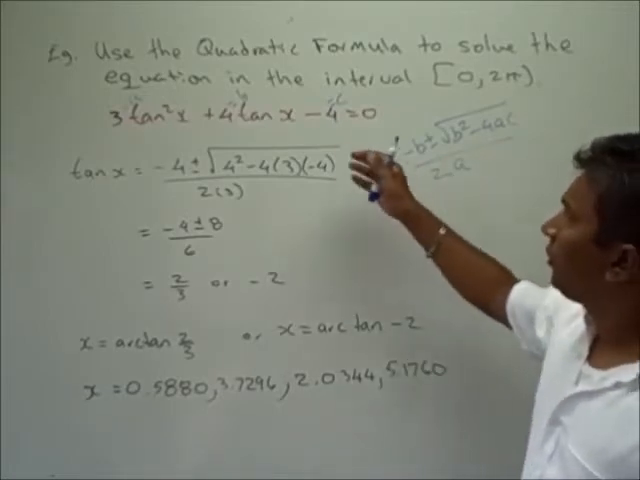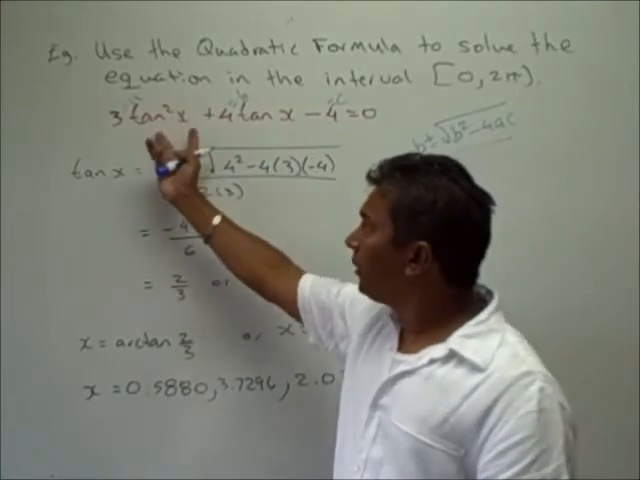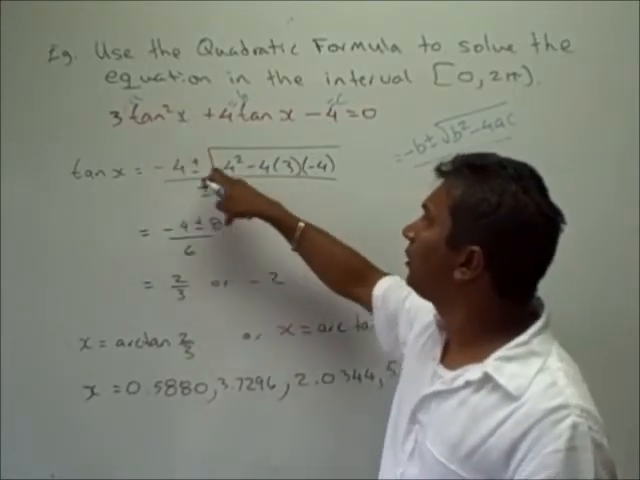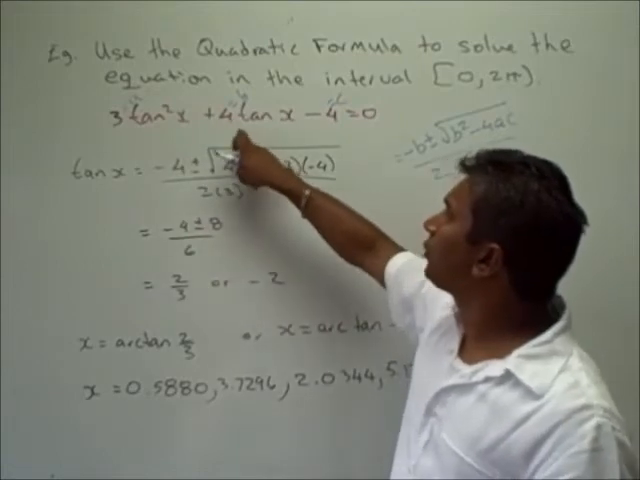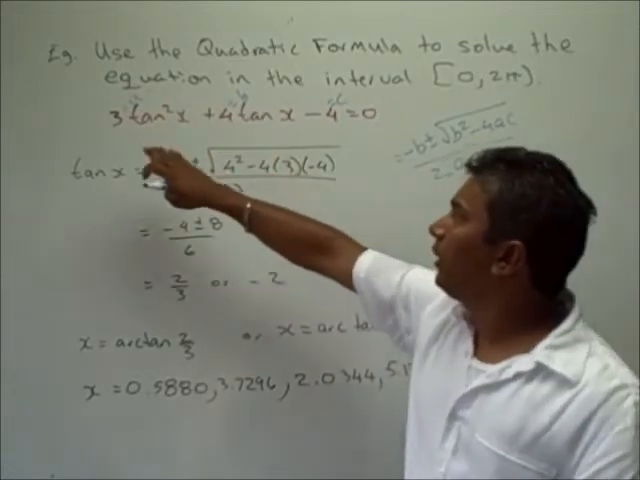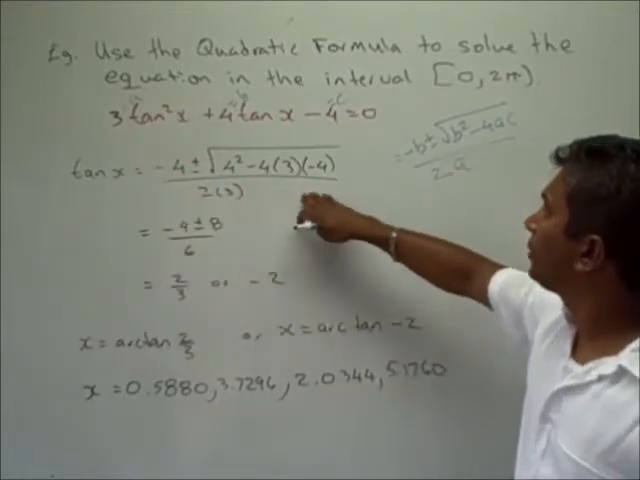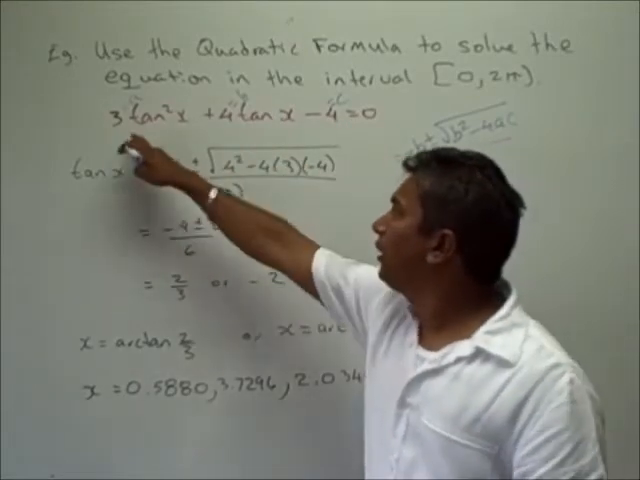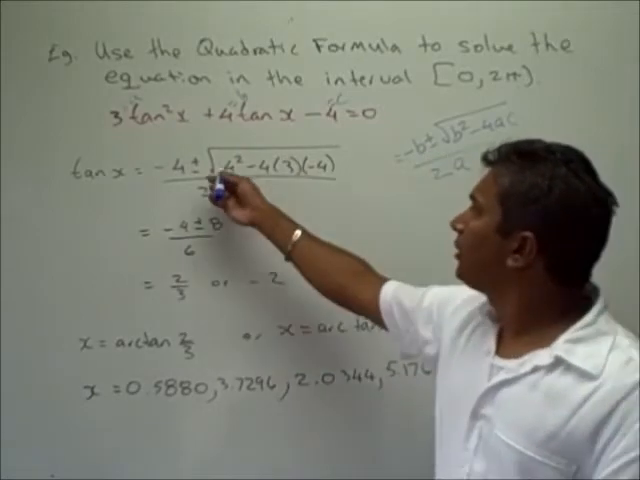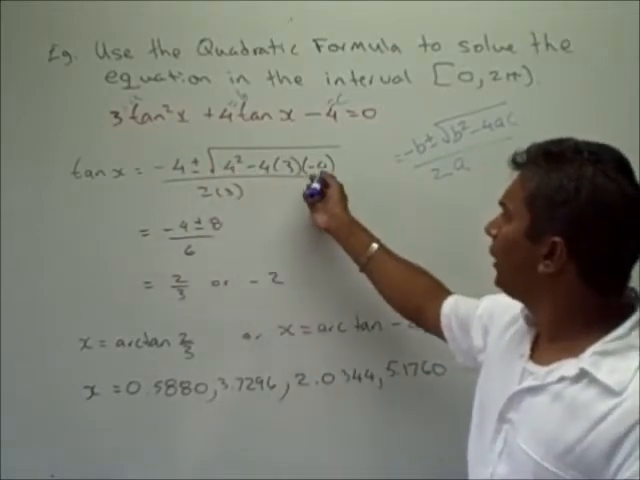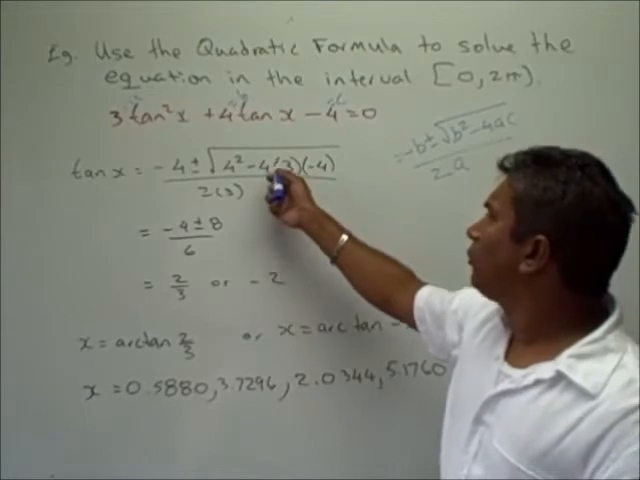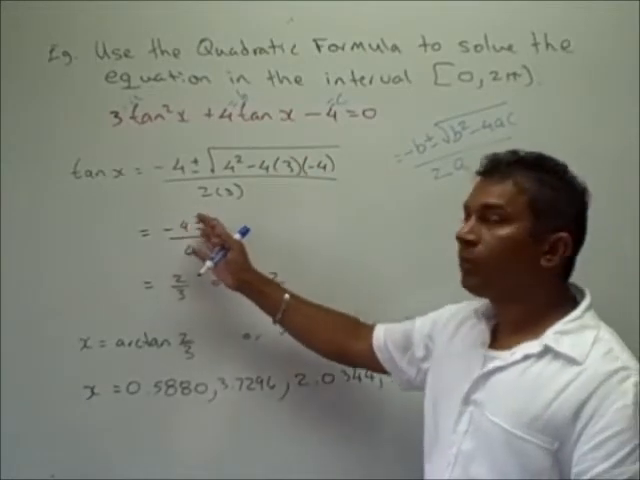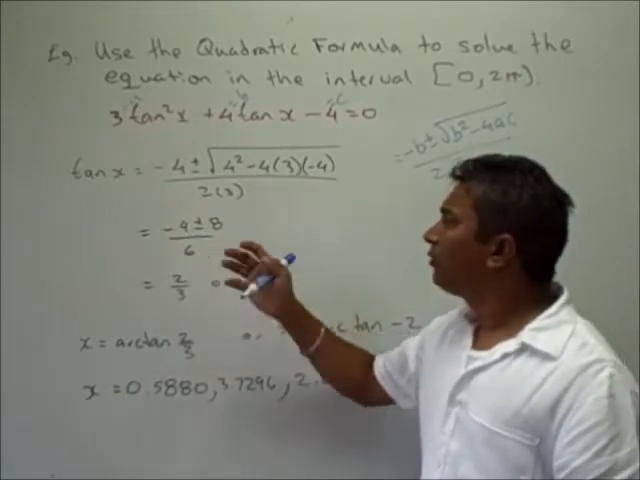So here our x is equivalent of tan x, so tan x is equal to negative b plus or minus the square root of b squared, so it's negative 4 plus or minus the square root of 4 squared minus 4 times a, which is 3, times our c, which is negative 4, all over 2 times a. Now this simplifies to give us 16 plus 48, which is 64, and the square root of 64 is 8. So here we have negative 4 plus or minus 8 over 6.